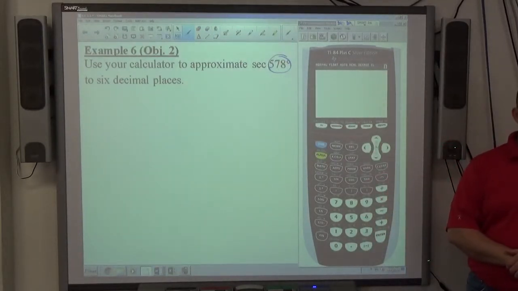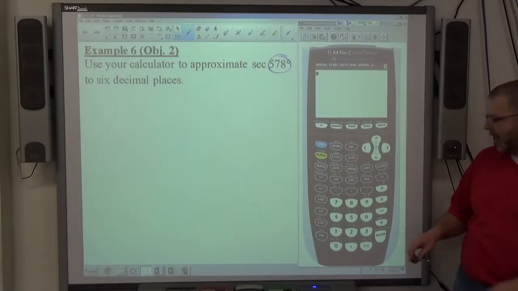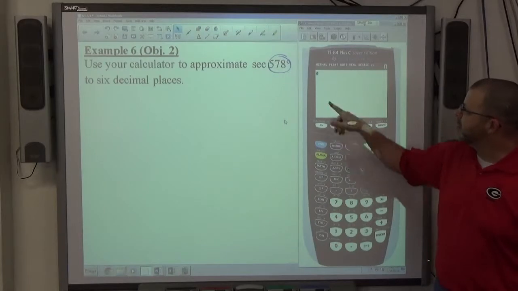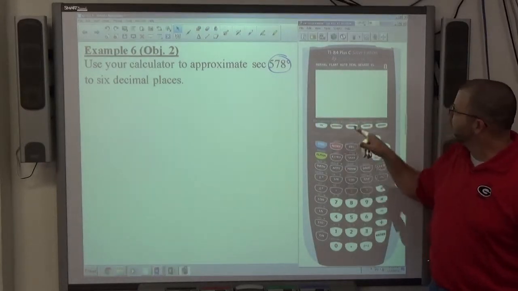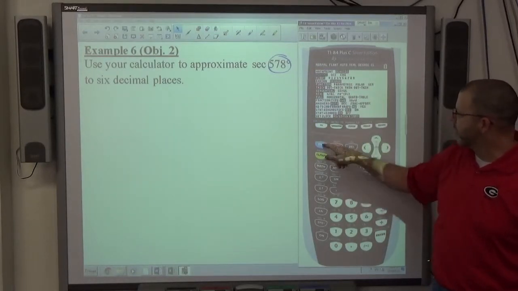It doesn't matter. Your calculator knows to subtract 360 before it does it. So you can actually type that in. But of course, there is no secant button. Do notice it's degrees. I'm going to go to my calculator, make sure I'm in degrees mode, which I am.